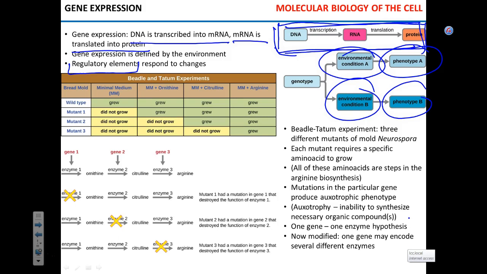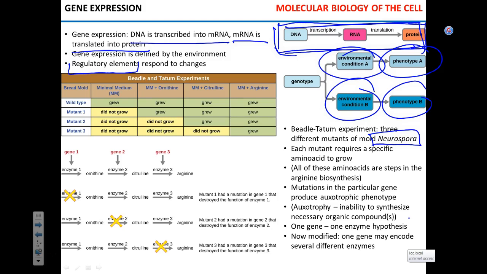Things like that were not that obvious 50 years ago. Two American scientists, Biddle and Tatum, they did the experiment in which they grew the different mutants of the fungi, of the mold from the genus Neurospora. And each mutant required a certain amino acid to grow.